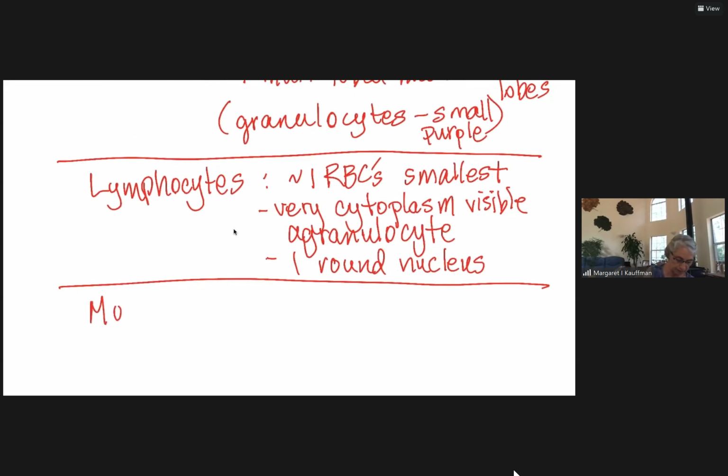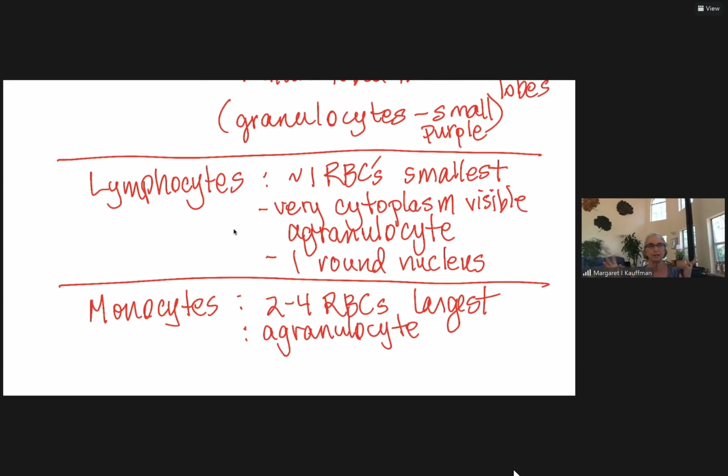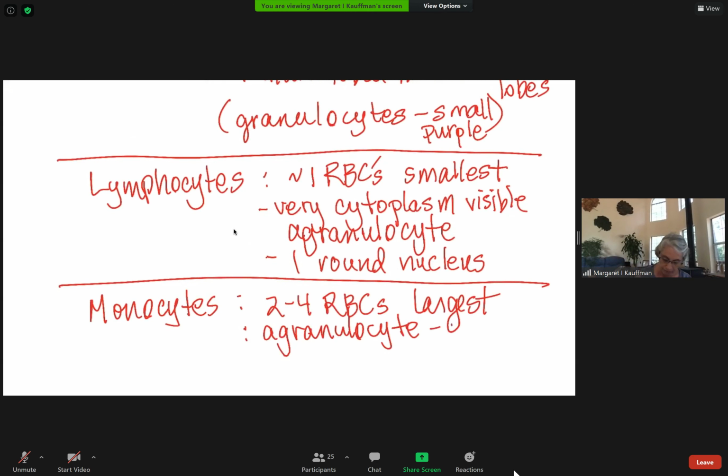So the monocytes. These are by far the largest cells, and they'd take up 2 to 4 red blood cells, depending on how swollen they are. So these are the largest by far. You're going to see lots of cytoplasm. They're agranulocytes. Now you'll learn they do actually have granules. So agranulocyte doesn't mean there really aren't any granules, it's just they're not visible.